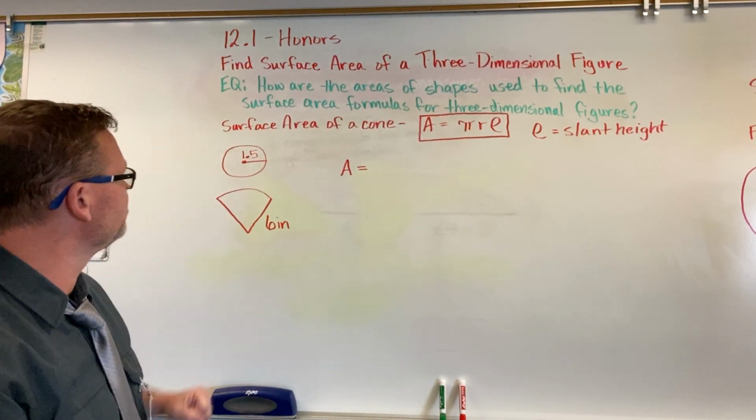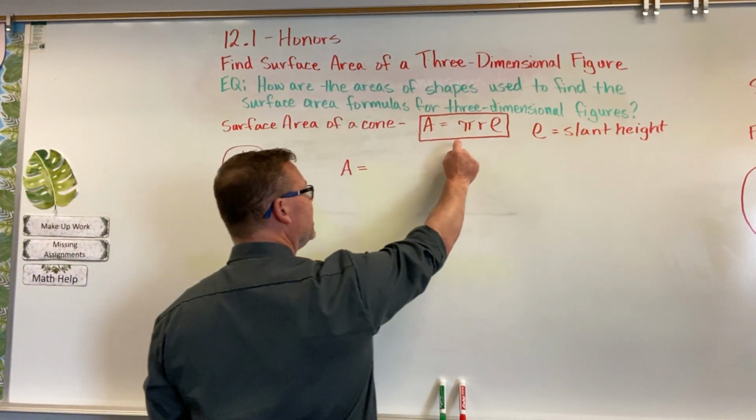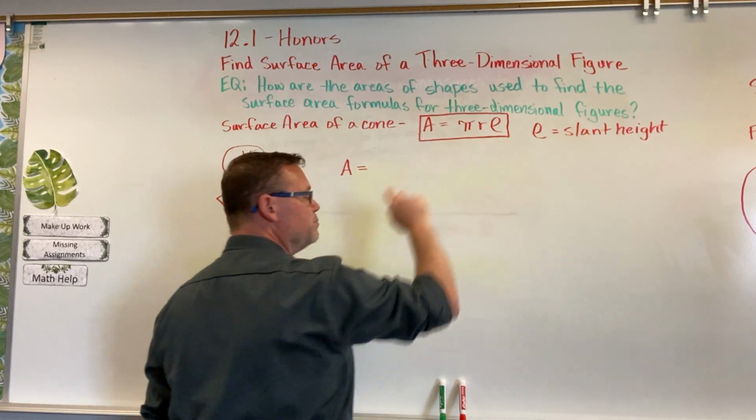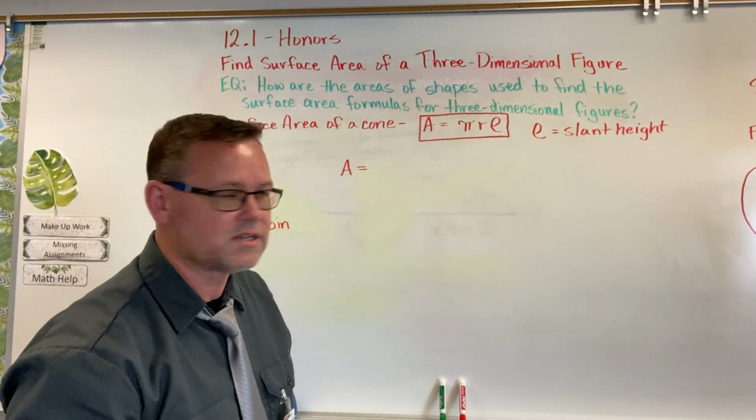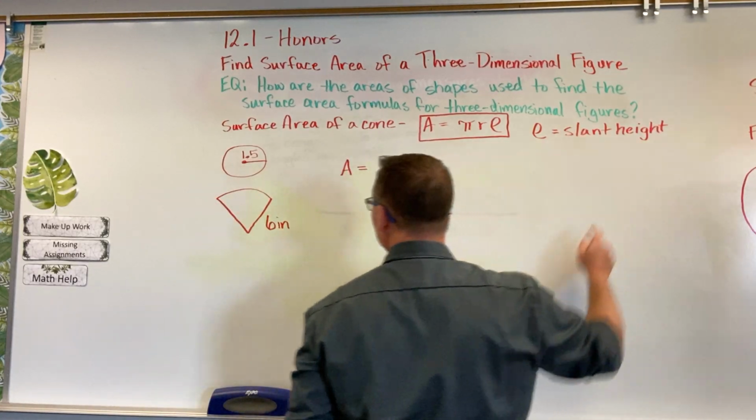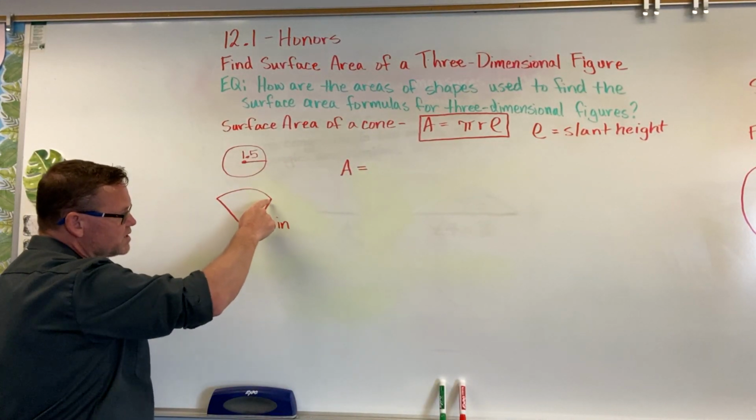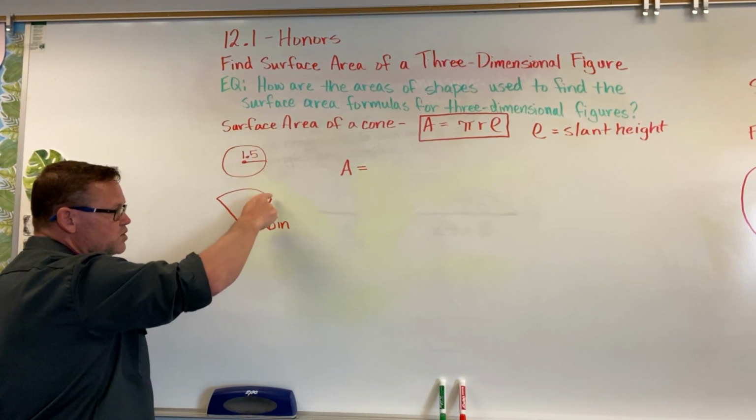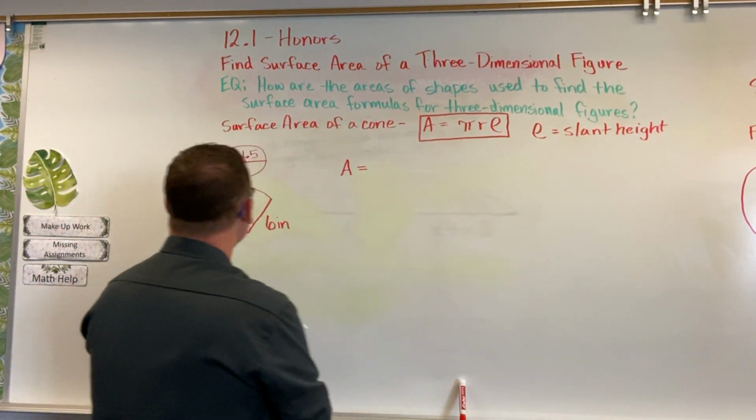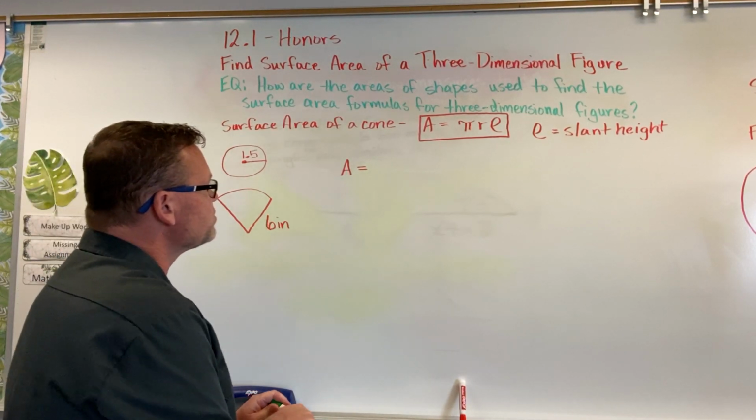So here's the deal. Your surface area of a cone, your formula is pi times radius multiplied by the slant height. That's what that symbol means, is slant height. And I put that right here. Slant height means this right here. That is your slant height. Okay, guys? So when I go through and I do this, I'm going to substitute stuff in.